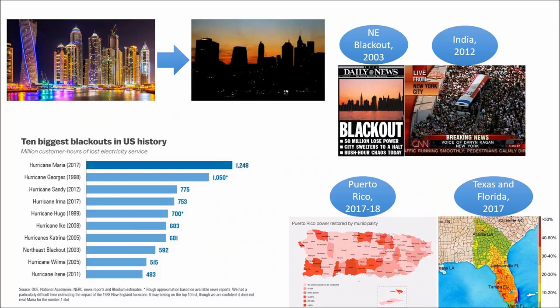This was evidenced by several major outages, such as the blackouts in the eastern US and Canada in August 2003, India in 2012, Texas and Florida in 2017, and island-wide power outage in Puerto Rico recently. As a result, enhancing reliability of the power grids is a critical task.